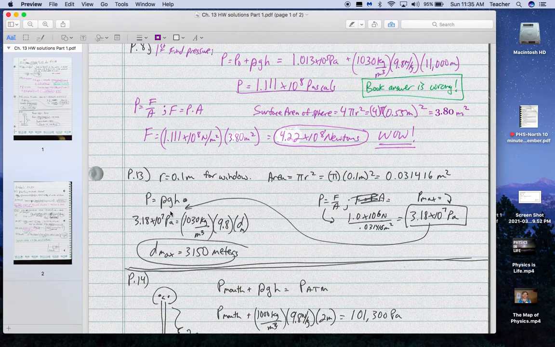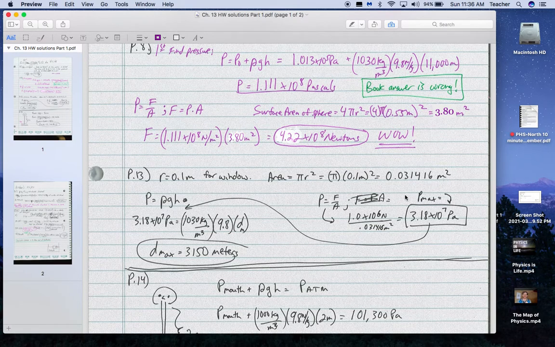For P13, you have a research submarine with a 20 centimeter diameter window, 8 centimeters thick. The manufacturer recommends the window can withstand a force of 1 times 10 to the 6 newtons. What's the submarine's maximum depth? The pressure inside the submarine is still 1 atmosphere, so we can take atmospheric pressure off of this, and all we need to figure out is the extra pressure caused by rho g d.